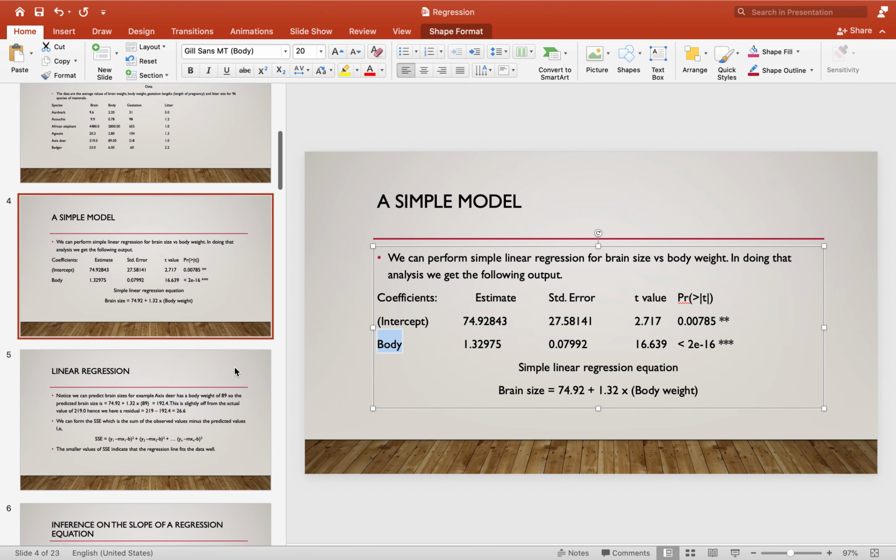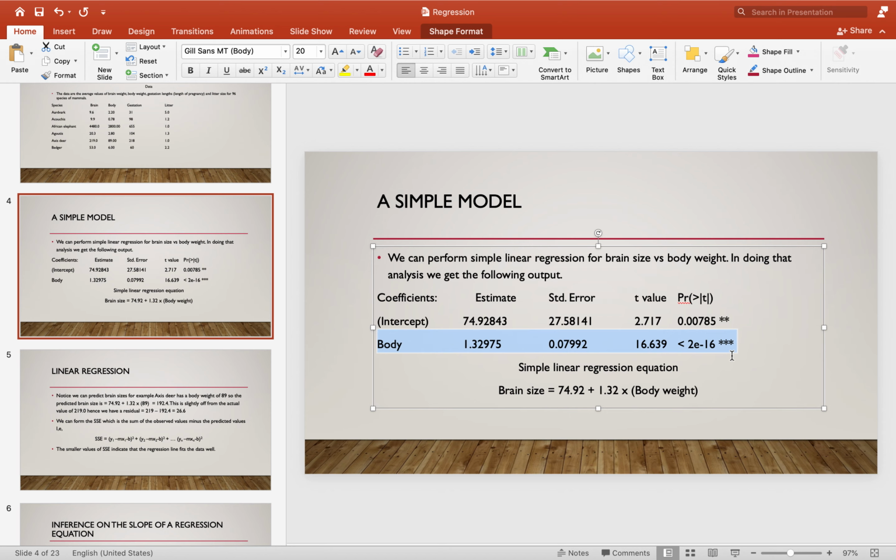Okay. I want to talk in particular about these p-values. So the intercept being 0.007 and less than 2 times 10 to the negative 16th. What does that mean? So these two are p-values. They relate to a hypothesis test. And we're going to come back and talk about that a little bit, but I'll give it away a little bit. This p-value right here, it's a test of hypothesis that body weight is important for regression, that it affects brain size. And the alternative hypothesis would be that it does not.